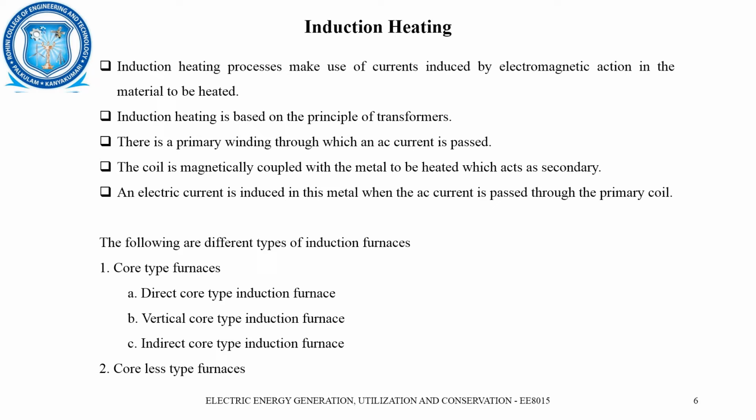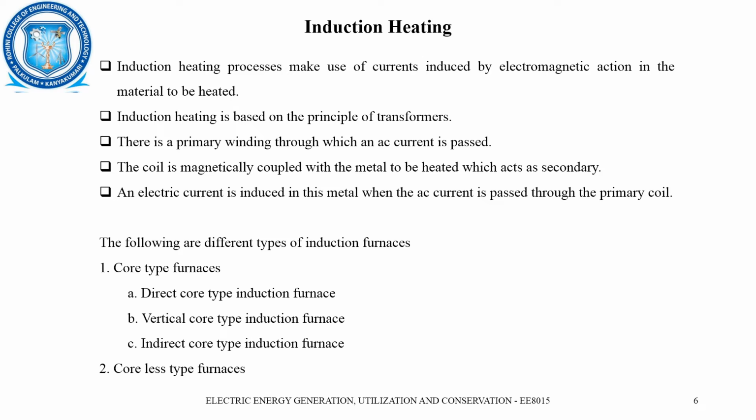Induction heating mainly depends upon the principle of electromagnetic induction. This is the principle used in transformers. There is a primary winding where AC current is supplied. The coil is magnetically coupled with the metal to be heated, which acts as a secondary. An electric current is induced in this metal when the AC current is passed through the primary coil. The different types are core type furnaces and coreless type furnaces.